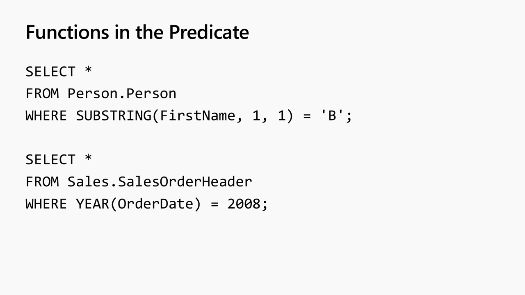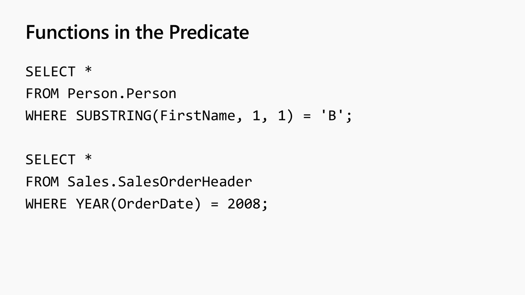So another non-sargable expression would be when you use functions in your predicate. Functions are also resolved only at runtime, which means that during the query compilation phase, SQL Server doesn't actually know the outcome of applying a function. Therefore, we can't really estimate the accurate number of rows that would come out of that operation. These are two examples here.